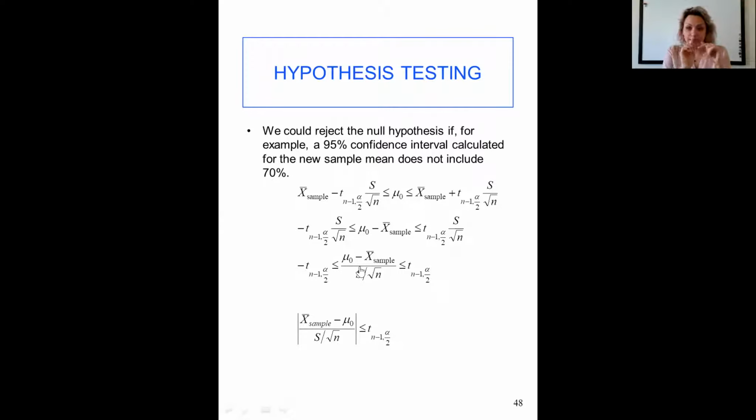So the main point when we are working with hypothesis testing is that we are looking to reject the null hypothesis.